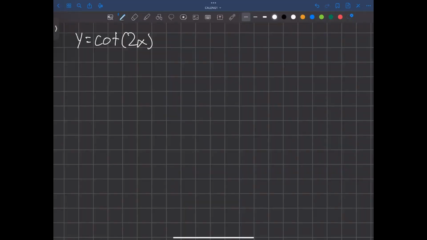We have here the function y equals cotangent 2x, and we are tasked to find its derivative using the four-step rule. First thing that we have to do is to substitute y to y plus delta y and x to x plus delta x. So that would be our first step. y plus delta y equals cotangent of 2x plus 2 delta x.